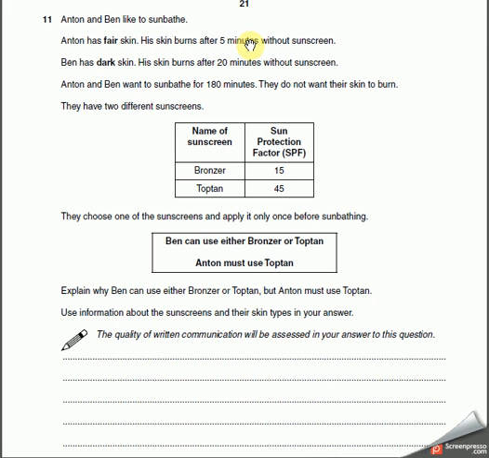So we know his skin burns after 5 minutes. As with the equation, it's the time that you can normally have in the sun multiplied by the SPF factor. If it's 5 minutes without sunscreen and he's wearing SPF factor 15, you multiply 5 minutes by 15, because this SPF number tells you that you can stay in the sun 15 times longer than the actual time without sun protection.